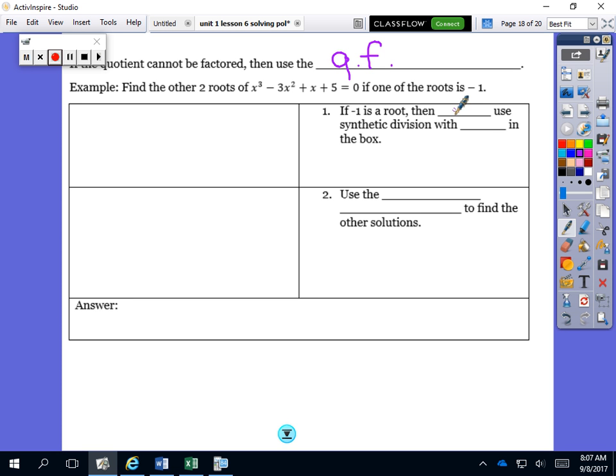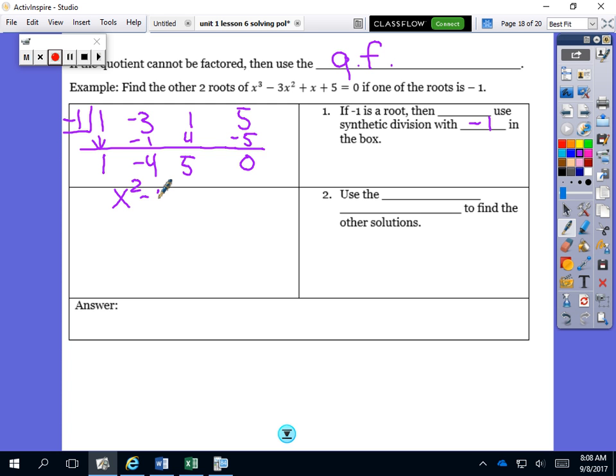And you don't have this blank on yours. I meant to take it out and I didn't. So if -1 is a root, then use synthetic division with -1 in the box. So I put -1, 1, -3, 1, and 5. Bring down the 1. I get a remainder of 0. So my equation is x squared minus 4x plus 5.